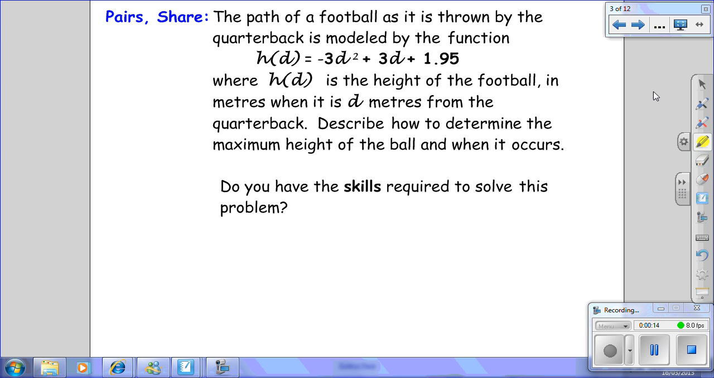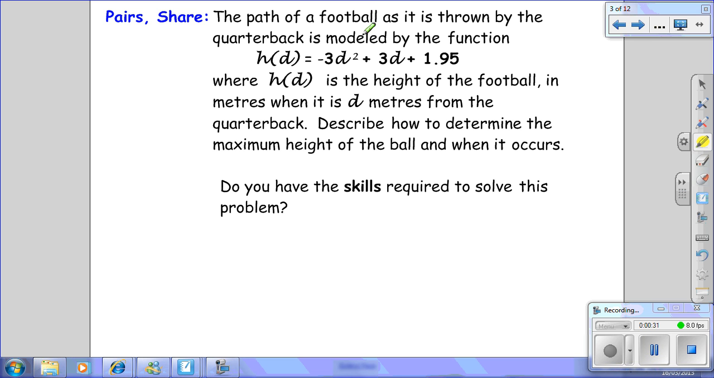The path of a football as it is thrown by a quarterback is modeled by the function h of d is negative 3d squared plus 3d plus 1.95, where h of d is the height of the football in meters when it's d meters from the quarterback. Describe how to determine the maximum height of the ball and when it occurs.